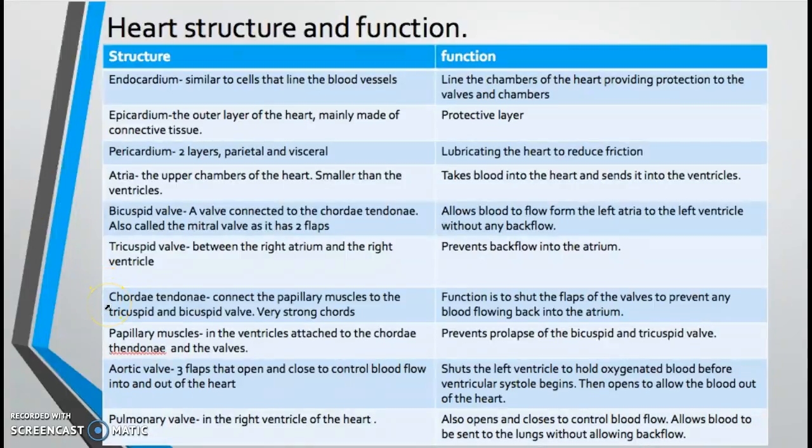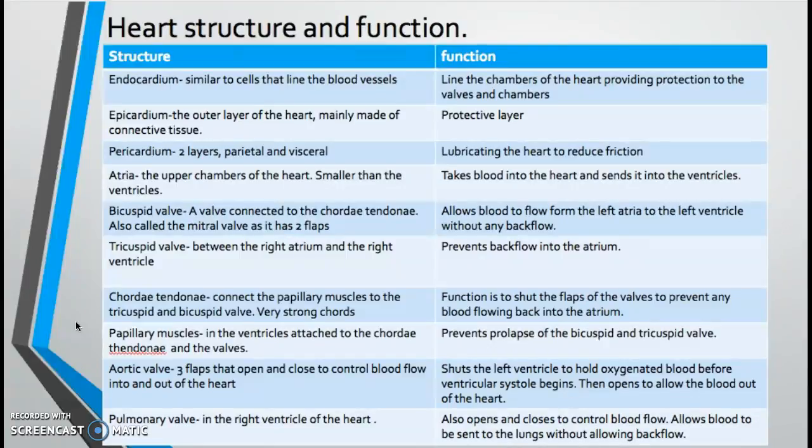So the chordae tendineae connect to the papillary muscles and to the tricuspid and bicuspid valve, and they're very strong. Their function is to shut the flaps of the valves to prevent any blood flowing back into the atrium. The papillary muscles that the chordae tendineae attach to are in the ventricles. They prevent prolapse of the bicuspid and tricuspid valve, meaning that the blood can't flow backwards.